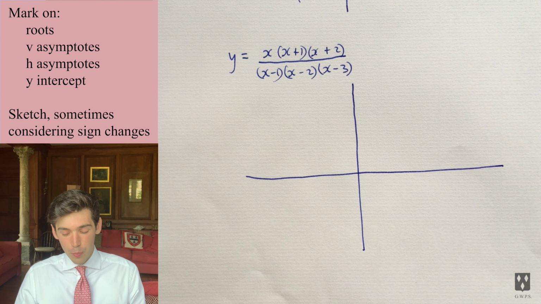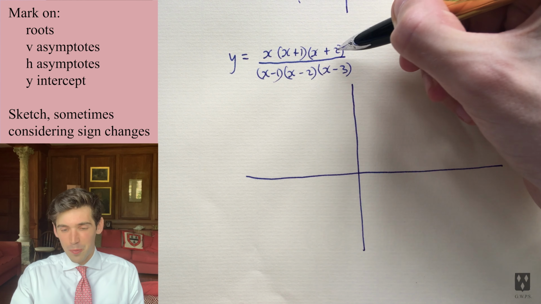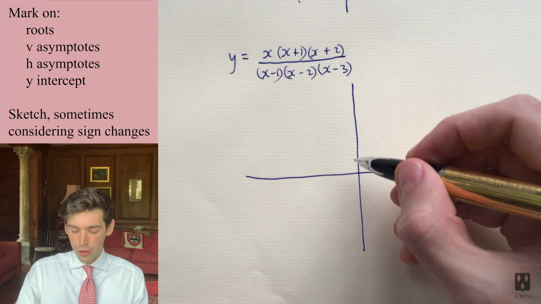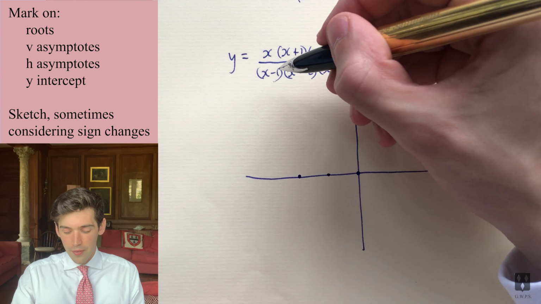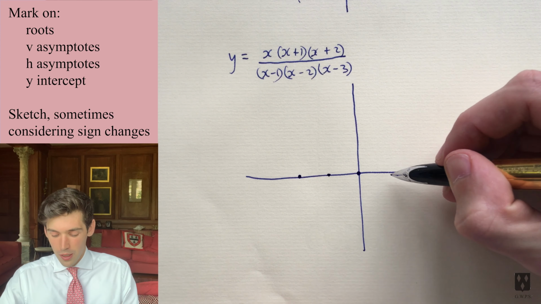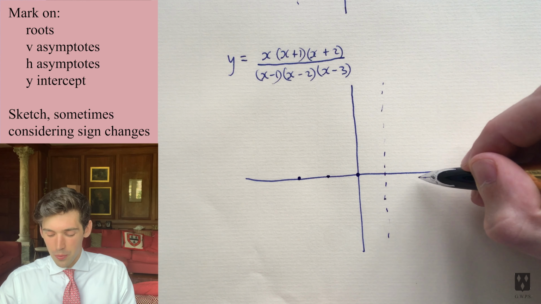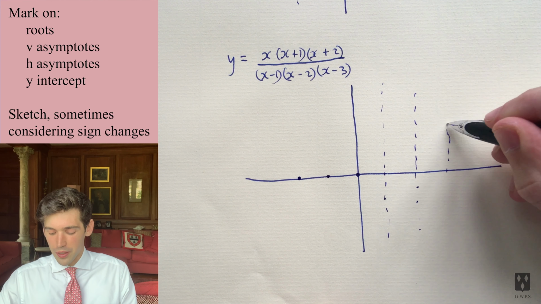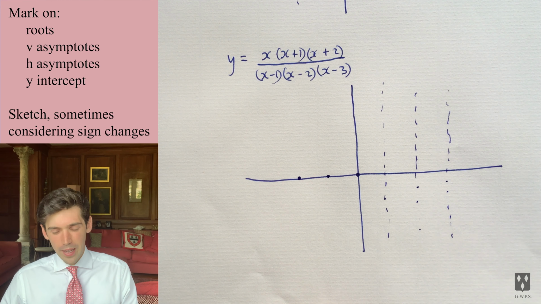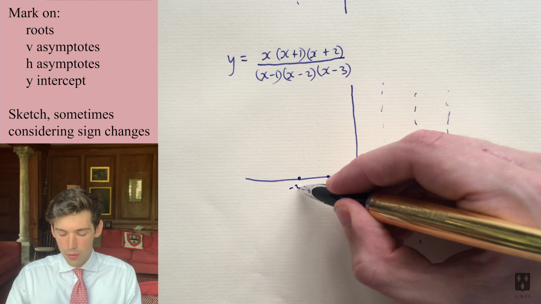Let's just mark on the key points. So 0, -1, and -2, those are our roots. And then 1, 2, and 3, those are our asymptotes. So it looks a bit peculiar. How's it going to have asymptotes here, here, and here with roots over there? It looks a bit counterintuitive. Let's just mark these on.